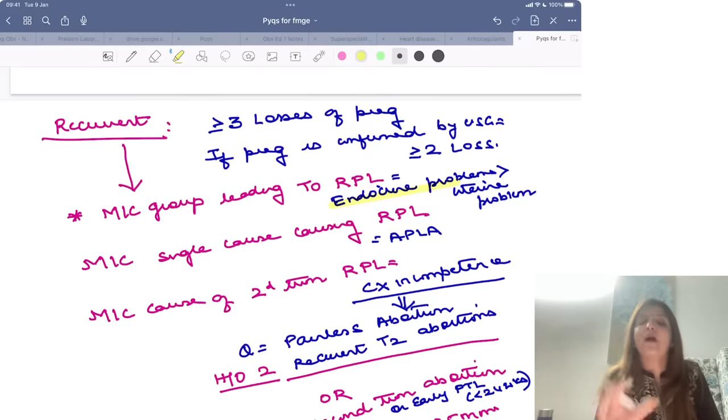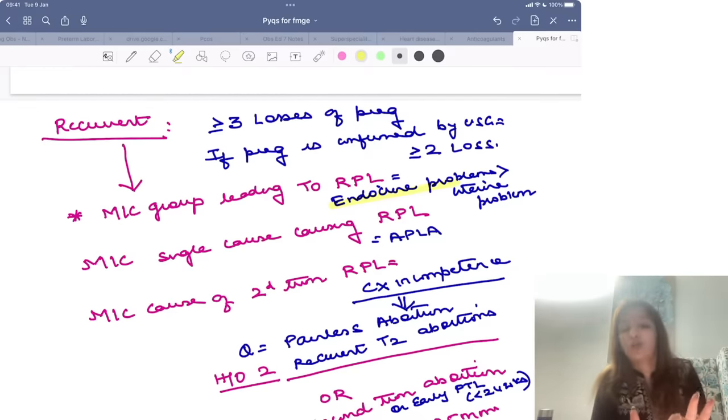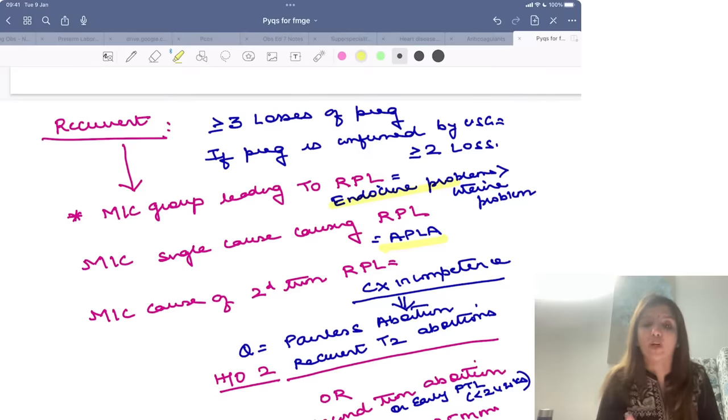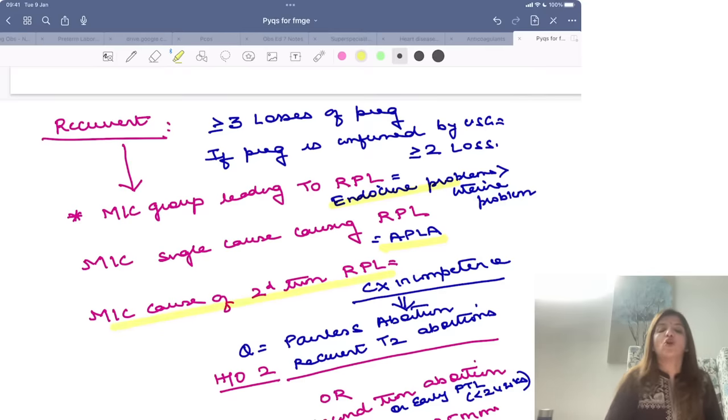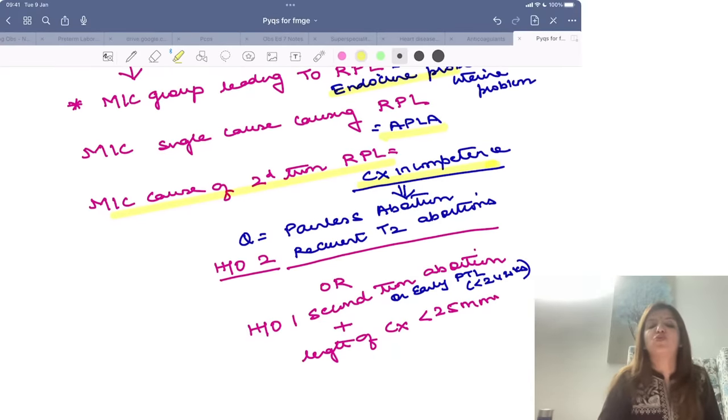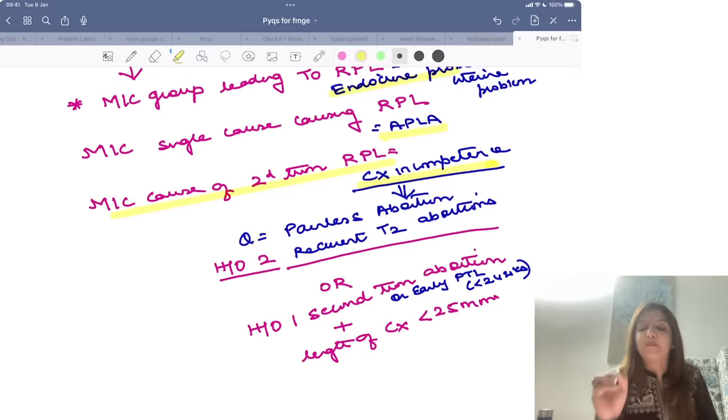But if they ask you, ab endocrine causes mein bahut sare causes aate hain. So if they ask you the most common single cause for recurrent pregnancy loss, it is APLA. What do you mean by APLA? Antiphospholipid antibody syndrome. Right? Now, if the question comes, most common cause of second trimester recurrent pregnancy loss. Second trimester recurrent pregnancy loss is due to cervical incompetence. Cervical incompetence mein patient complains of painless abortion.